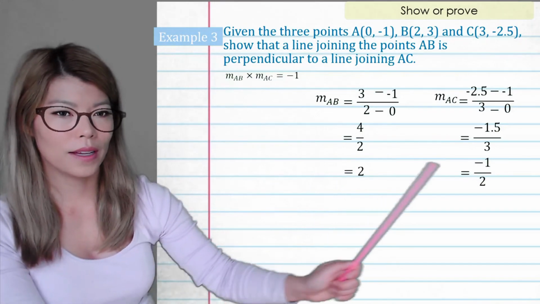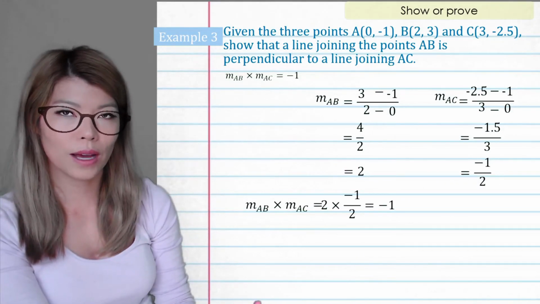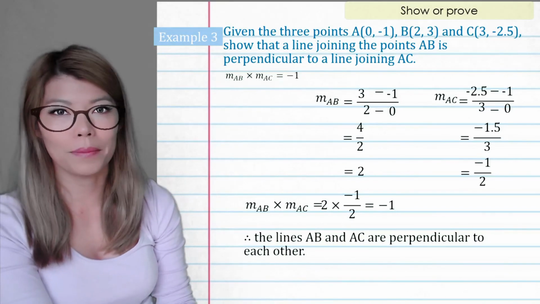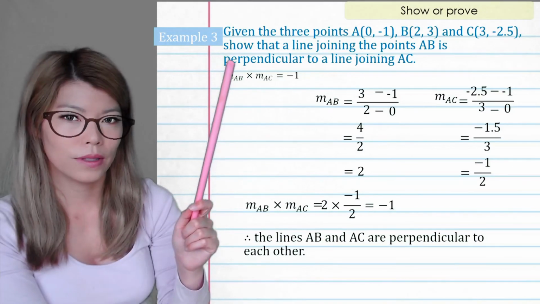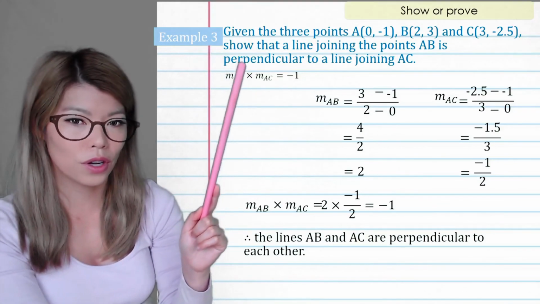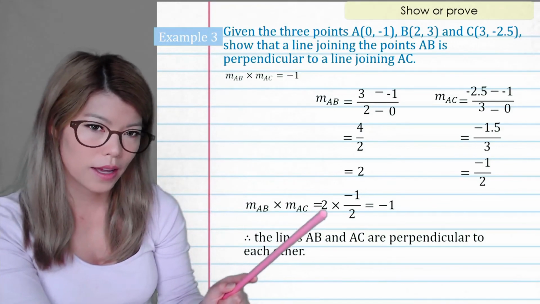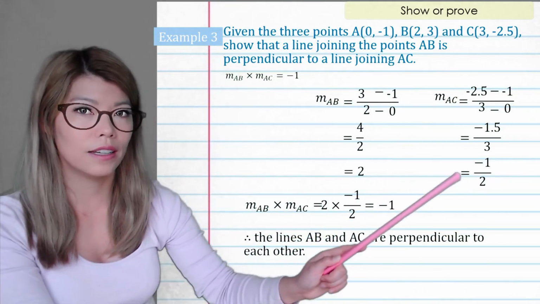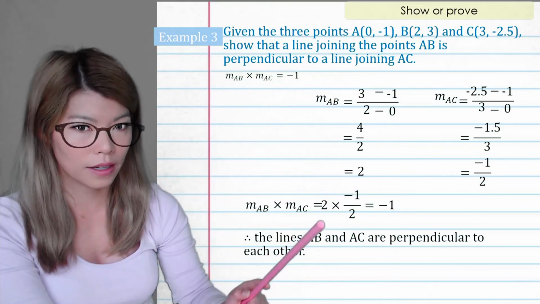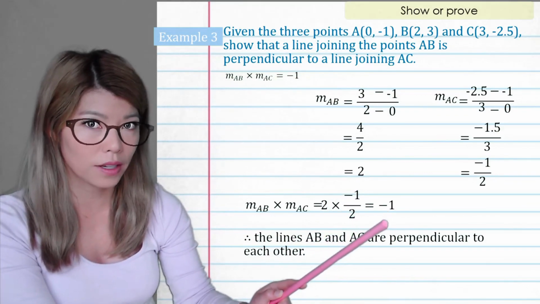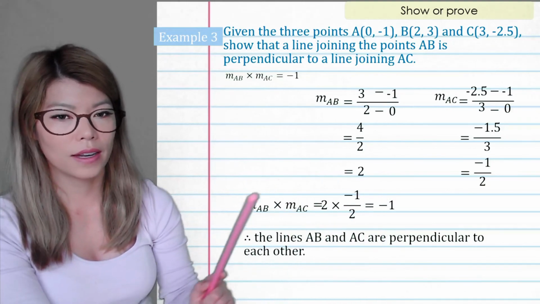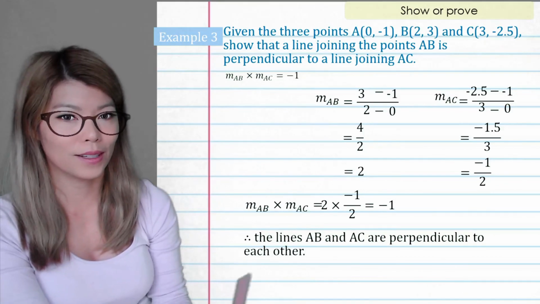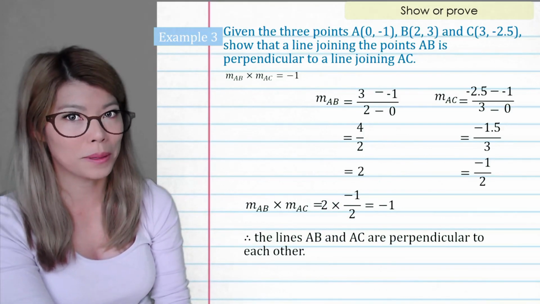Now let's multiply the two gradients together. 2 times -1/2 is -1. Therefore, the lines AB and AC are perpendicular to each other. Just a quick highlight: because it says show, you have to use that formula and show that it's actually -1. I've actually multiplied it through. I didn't leave my answers as that gradient and that gradient. I've shown that they multiply to give me -1. Make sure that you do that whenever the question asks you to show something, and don't just stop at the gradients, otherwise you'll lose some marks.